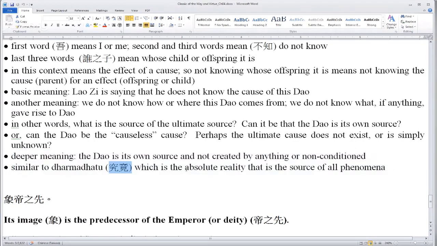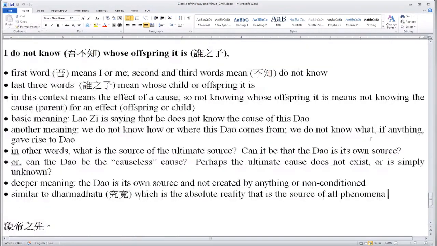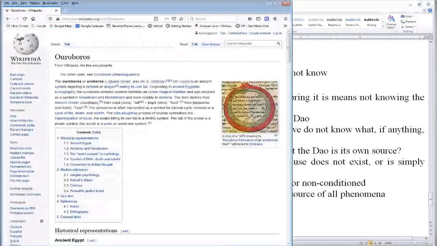It just means absolute reality. It's the source of all phenomena. So this is Lao Tzu's view. In Western philosophy, I don't know if you guys have heard the term Ouroboros. You guys can look it up. Okay, here I have it. It's called Ouroboros. Can you guys see the screen?